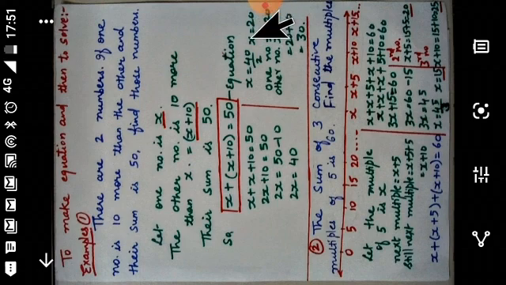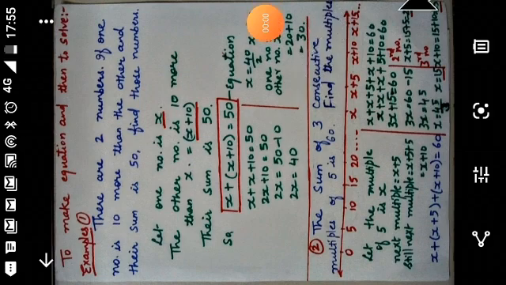So one number we have got, x is equal to 20. Now we will get the other number. One number is x equal to 20. The other number is x plus 10. Here we have seen the other number is x plus 10. So x plus 10 means 20 plus 10. So the other number is 30.